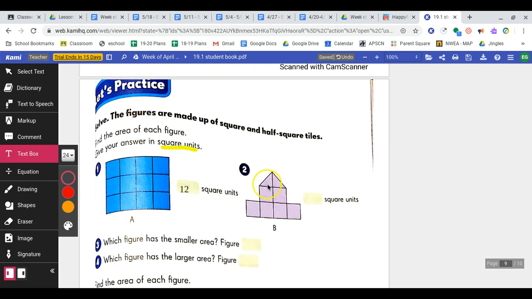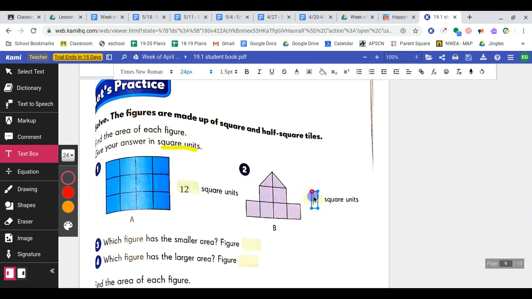Figure B has some triangles at the top. Those are what we're calling half square units. So we can count up the squares, and then 2 halves would make a whole, so we'll add 1 at the end. 1, 2, 3, 4, 5, 6, plus 2 halves equals 1. So 6 plus 1 equals 7. 7 square units is the area of figure B.